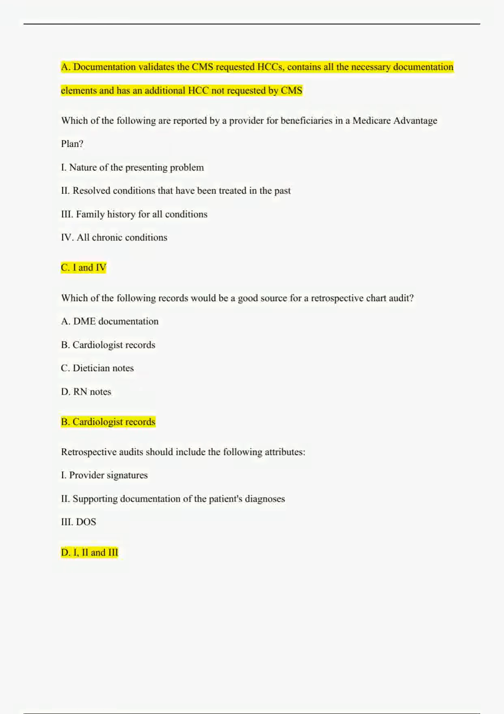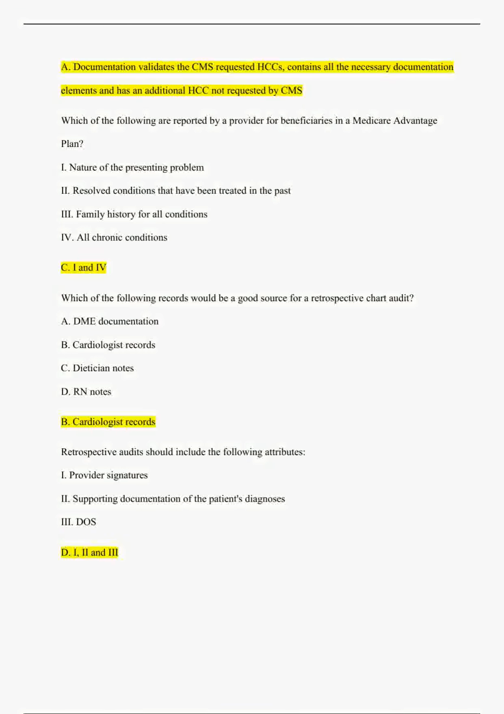C. 1 and 4. Which of the following records would be a good source for a retrospective chart audit? A. DME documentation. B. Cardiologist records. C. Dietitian notes. D. RN notes. B. Cardiologist records.